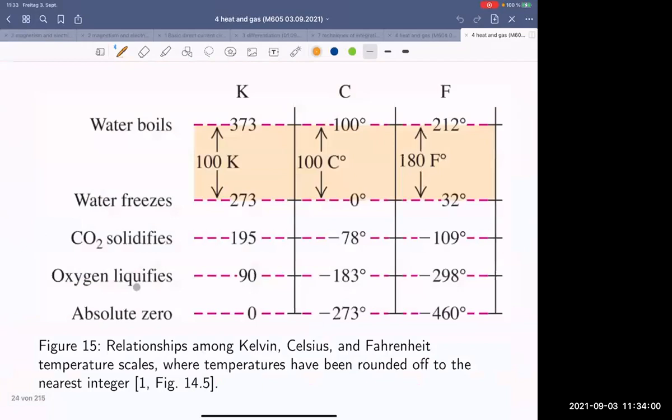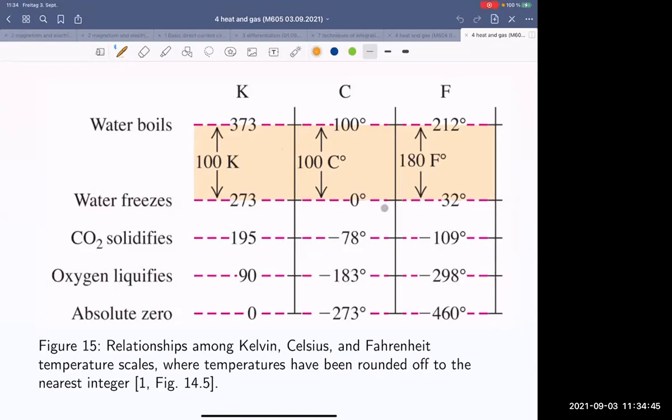Oxygen will be in liquid form at 90 degrees Kelvin, minus 195 degrees Celsius, and minus 298 degrees Fahrenheit. And carbon dioxide changes its phase from gas to solid at 195 degrees Kelvin, negative 78 degrees Celsius, and negative 109 degrees Fahrenheit. And yeah, these two points were already discussed.